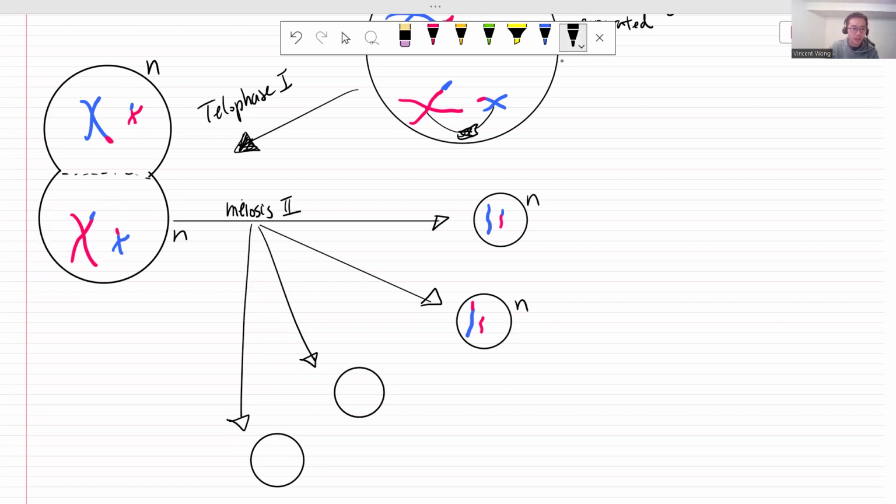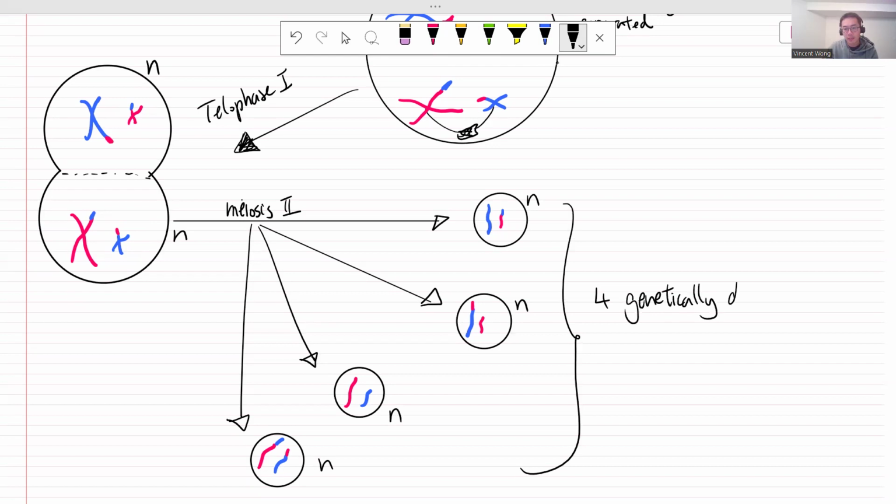Now focus on this one here. The gamete might get the one with just the red or the one with a bit of blue. And same thing for this. You either get just the blue or the blue with a bit of the red. And it's all randomized, right? And these are all n as well. So in the end, you get 4 genetically different haploid cells. Okay, 4 genetically different haploid cells.